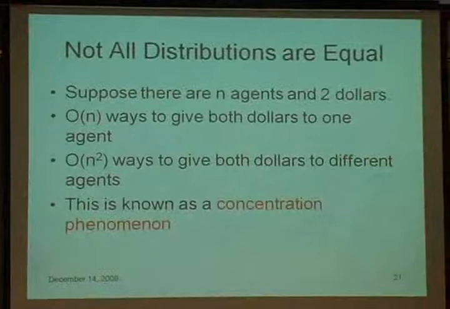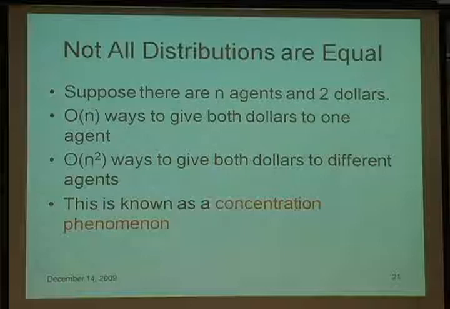So although each underlying state is equally likely, the overall distribution of money, meaning what fraction of people have each amount of money, is not equally likely. In the long run, it's massively more likely, with probability tending to 1 as n gets large, that we're going to see different agents with those $2. This is what's known as a concentration phenomenon. Because while each state is unlikely, some distributions can be realized many more ways, so they're combinatorially much more likely. But my choice of strategy doesn't affect this.